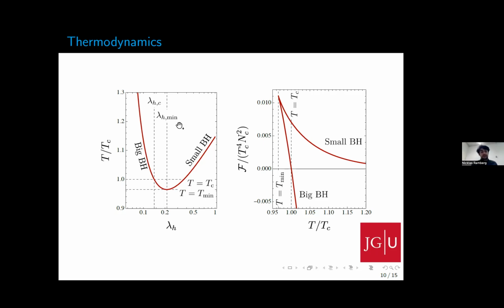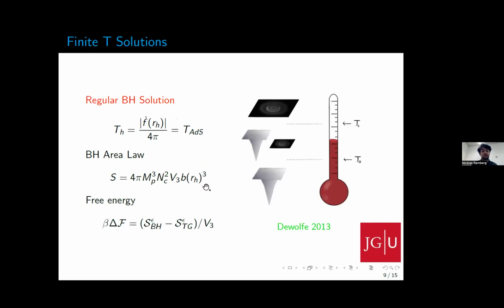And by taking into account where you have this lambda h min here at the bottom, which is actually the temperature below which the black hole solution ceases to exist, for temperatures lower you're only stuck with the thermal gas solution, and that in the aforementioned illustration could be thought of as this T0 temperature here, for instance.